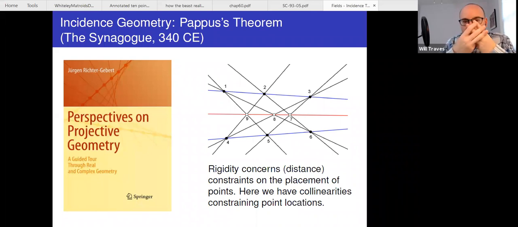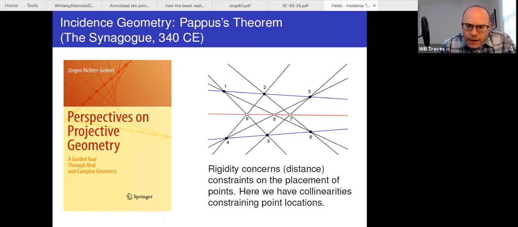I don't know if you can see me, but I'm moving my hands in a grid-like pattern to suggest that those 2 sets of 3 lines should intersect each other in 9 points. And we already knew 6 of the points of intersection. So we get 3 new points, and I've called those 7, 8, and 9 here. And those 3 new points must be collinear, and that's Pappus's theorem.